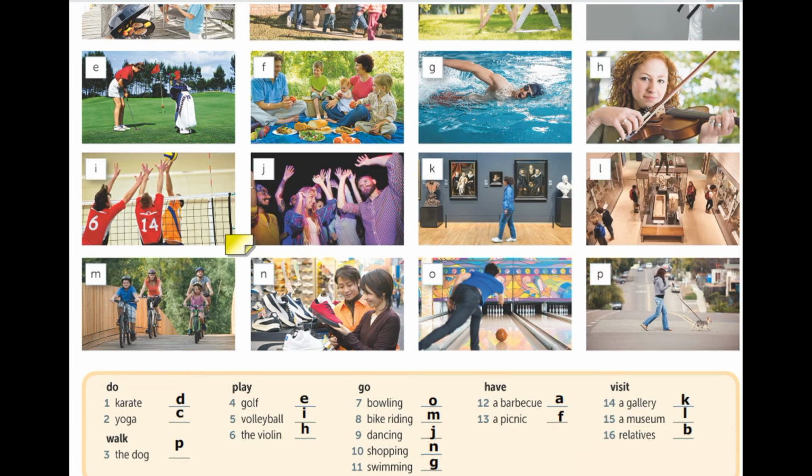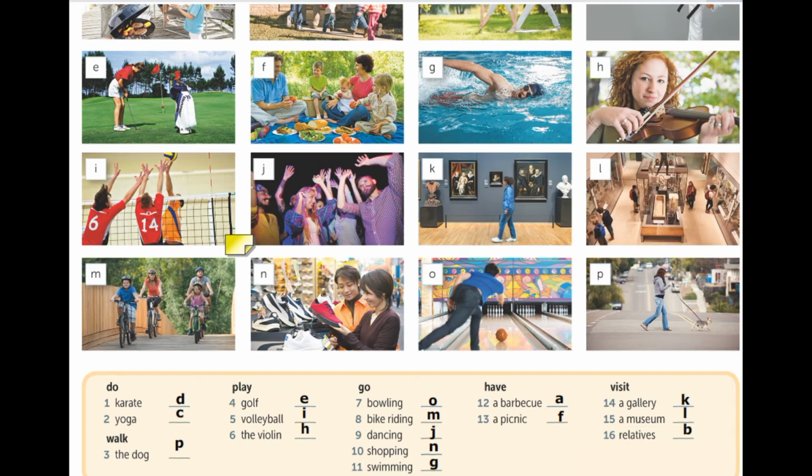And the verb visit. In numbers 14, 15, 16, you can say that you visit a place, or you can visit people. You can say visit a gallery, visit a museum, visit relatives. Remember, we visit a place or people, right?